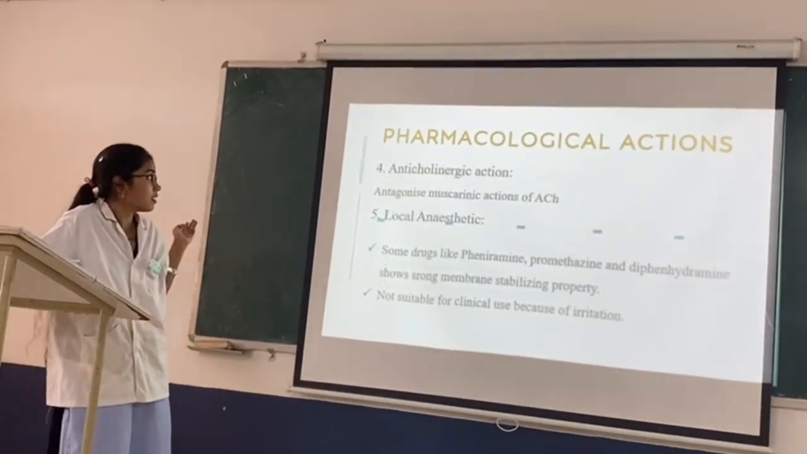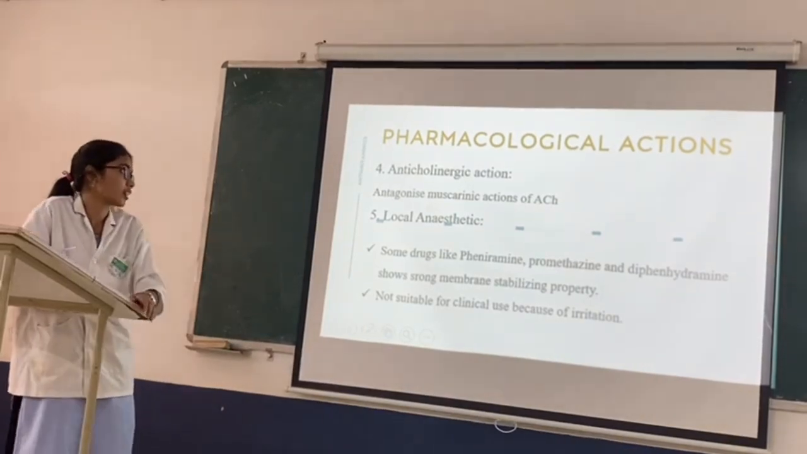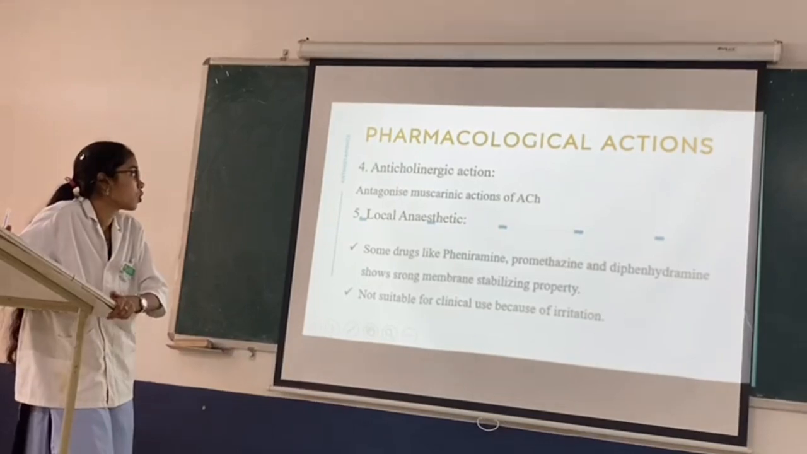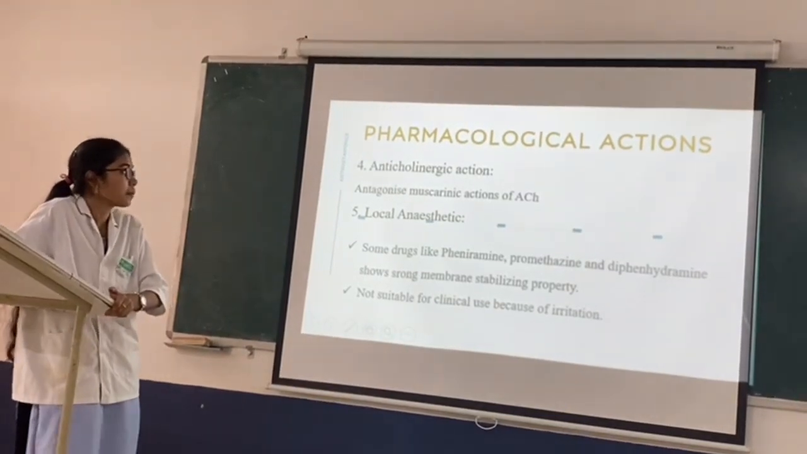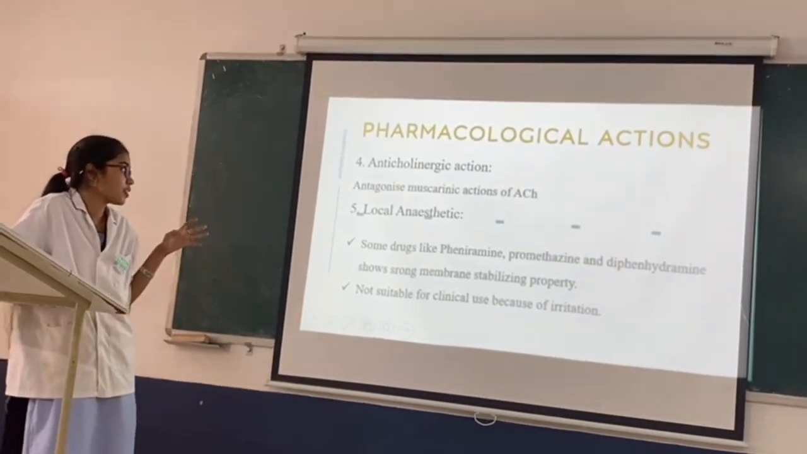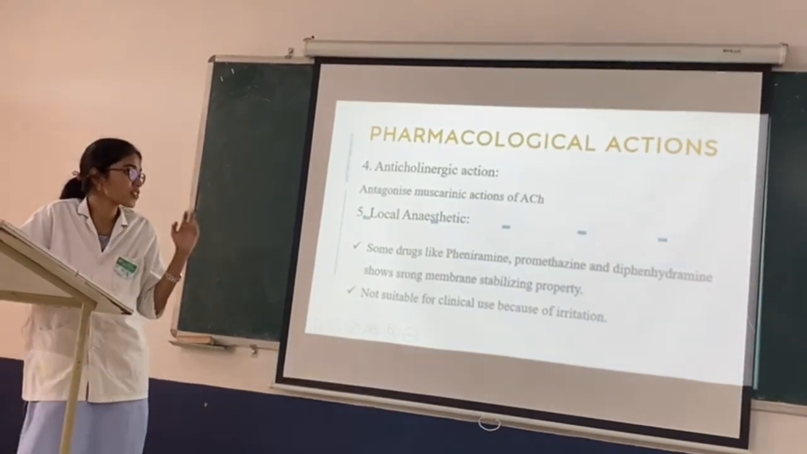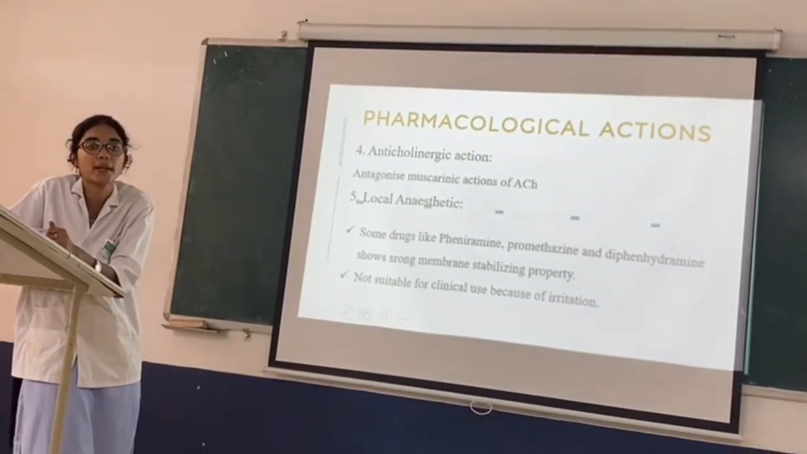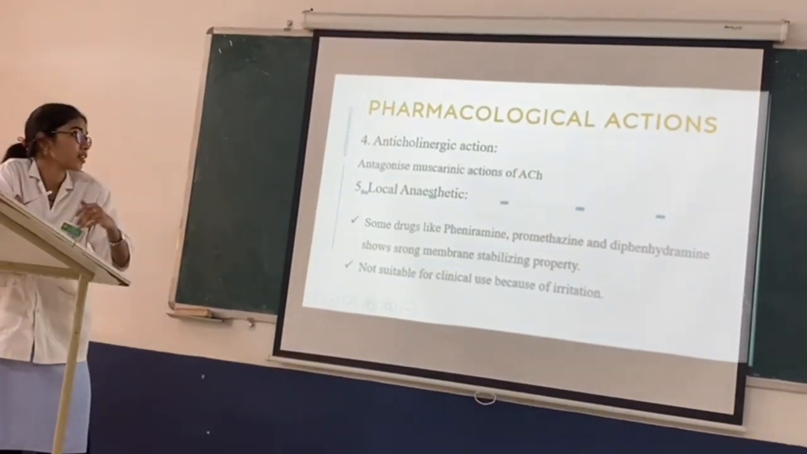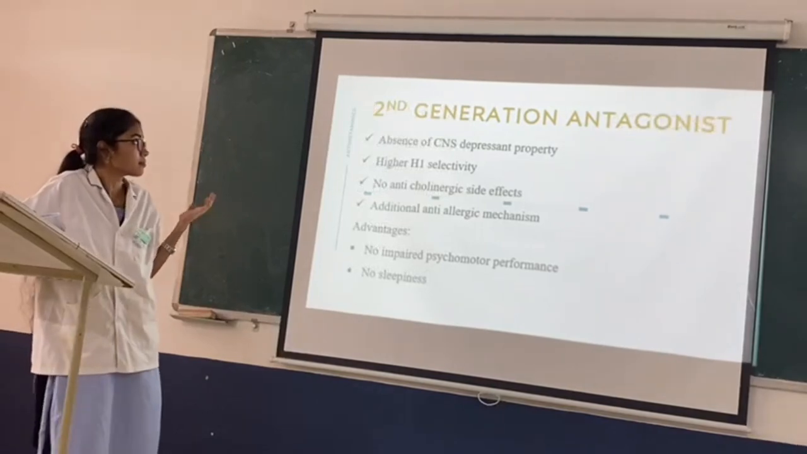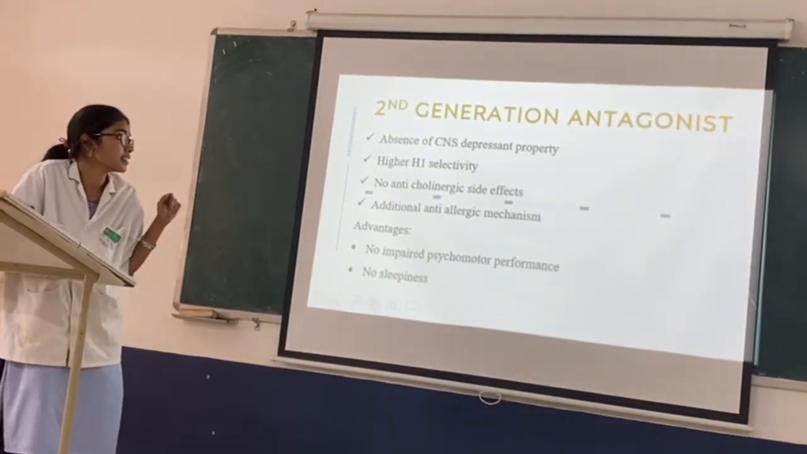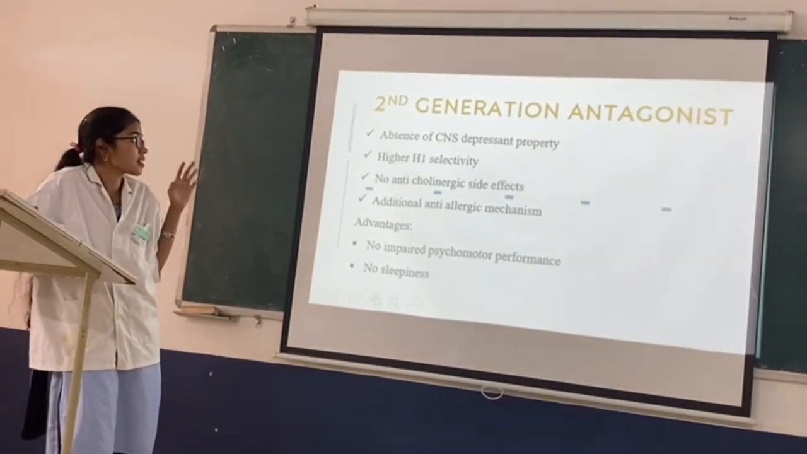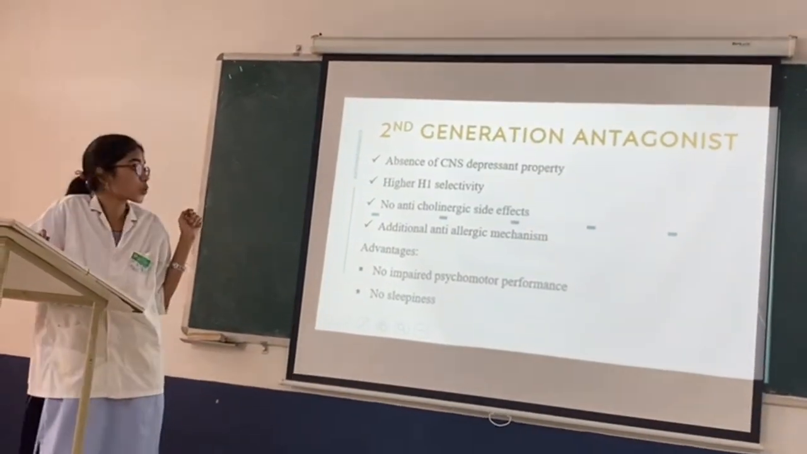Coming to the anticholinergic actions, it antagonizes the acetylcholine, and the local anesthetics. Some drugs like phenethylamine, promethazine, and diphenhydramine show a strong membrane stabilizing property, but this is not suitable for clinical use because of its property of irritation. And coming to the second generation antagonists, it causes absence of the CNS depressant property, and it is a highly H1 selective drug.